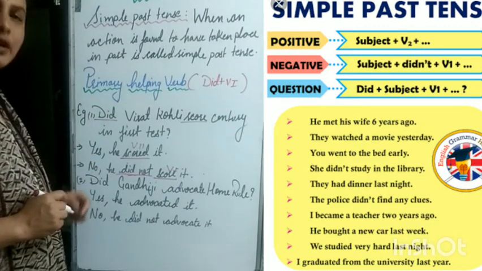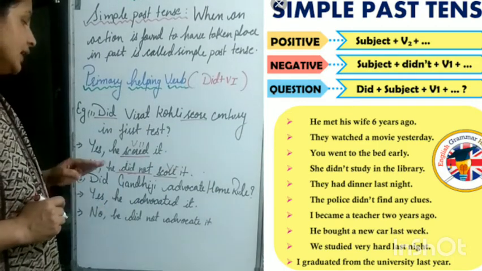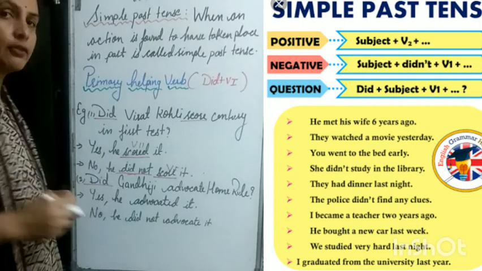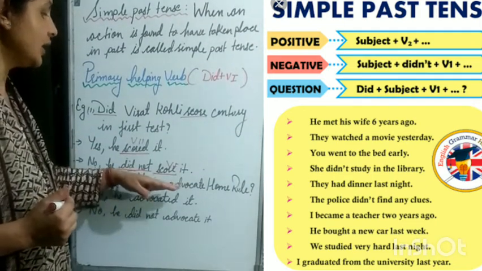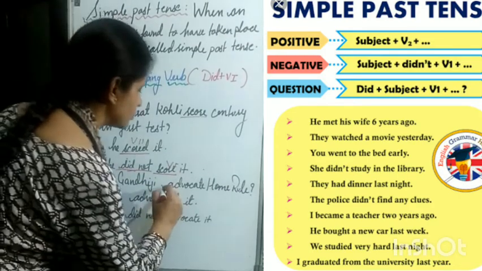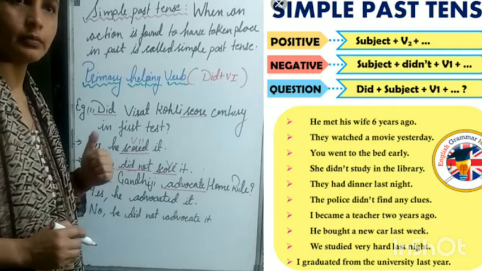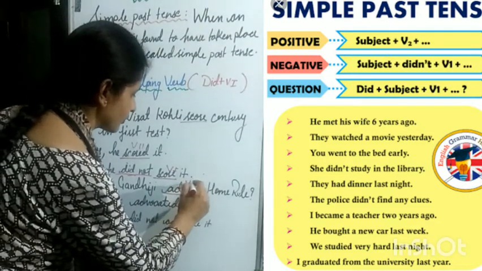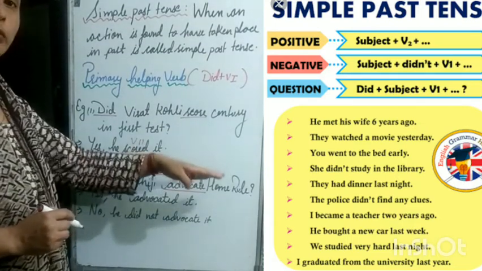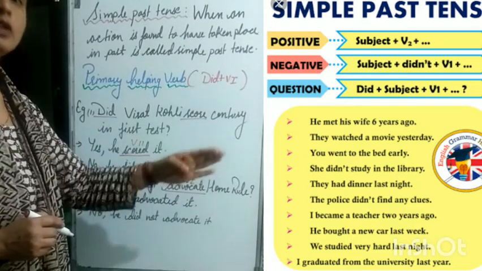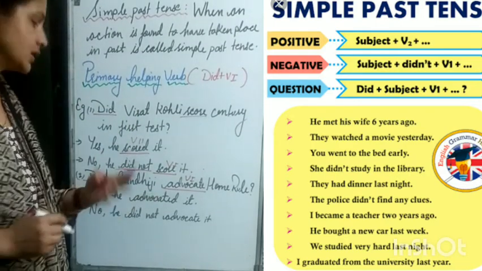Now let us go for the other one. Did Gandhiji advocate home rule? Now did, that is second form of primary helping verb, and advocate, that is first form of main verb. So did Gandhiji advocate home rule? This is interrogative. It also has two possible answers. One is affirmative and other one is negative.